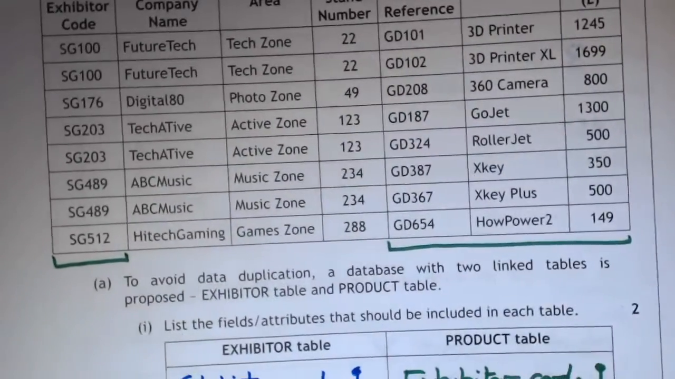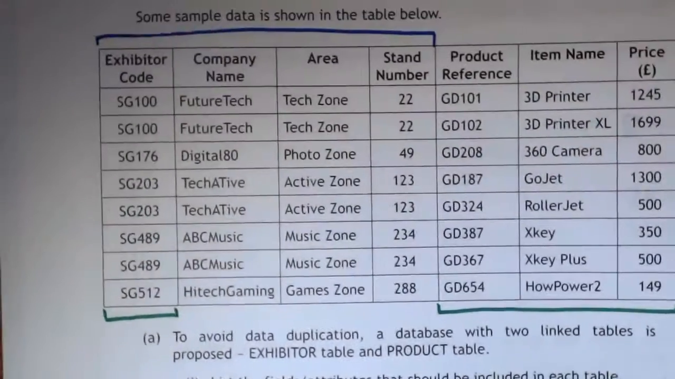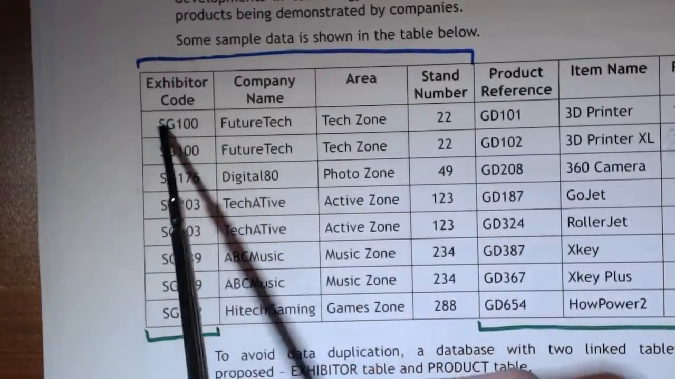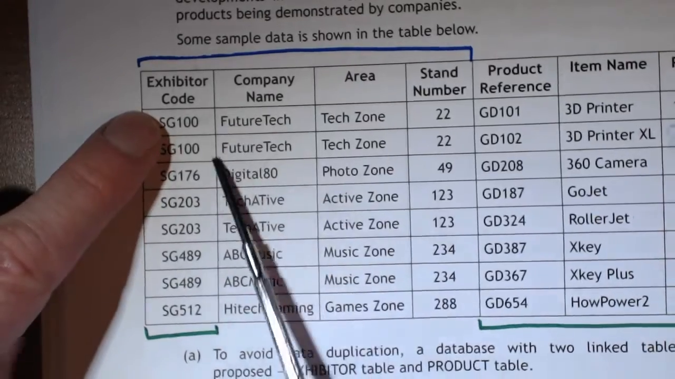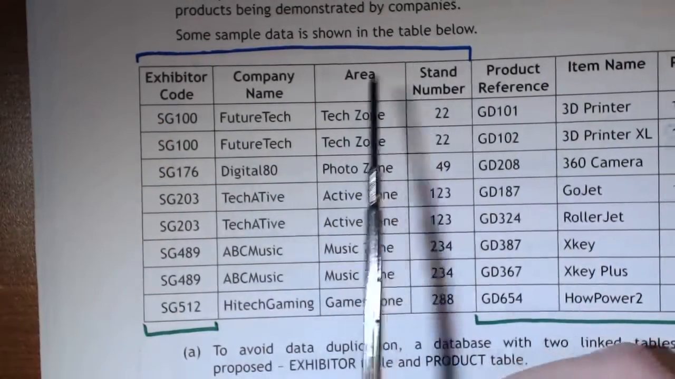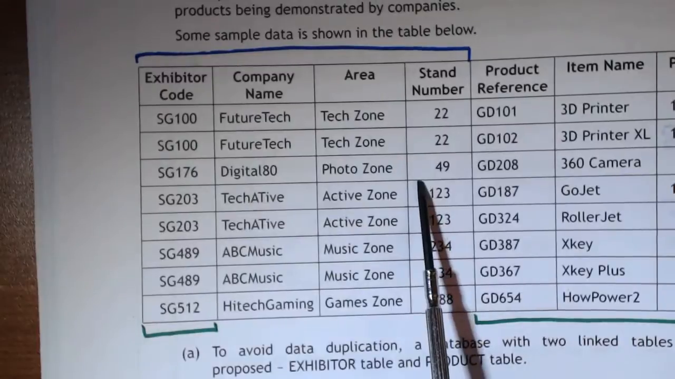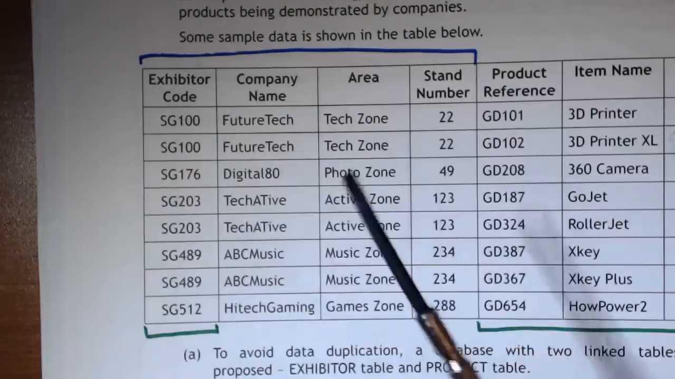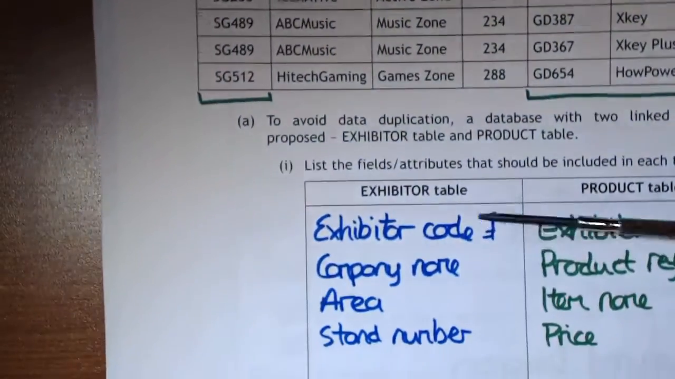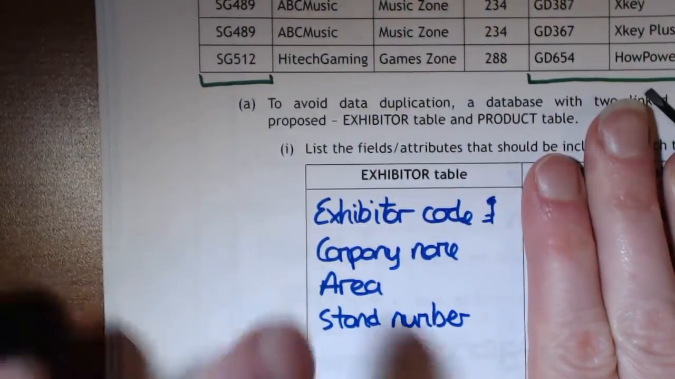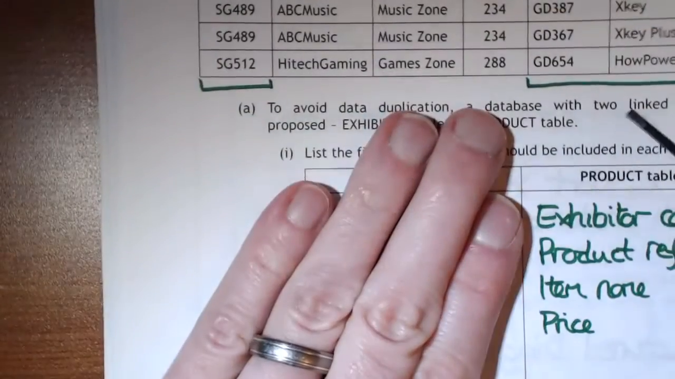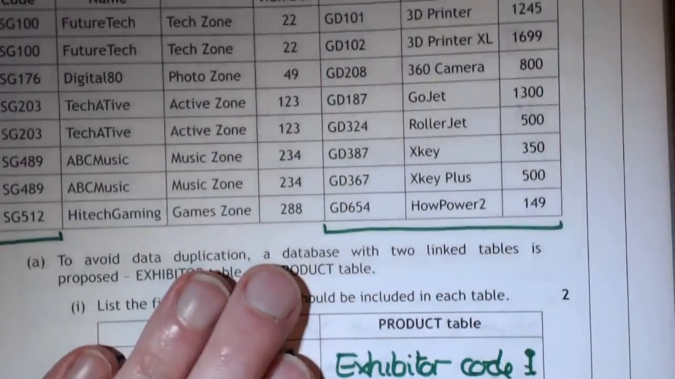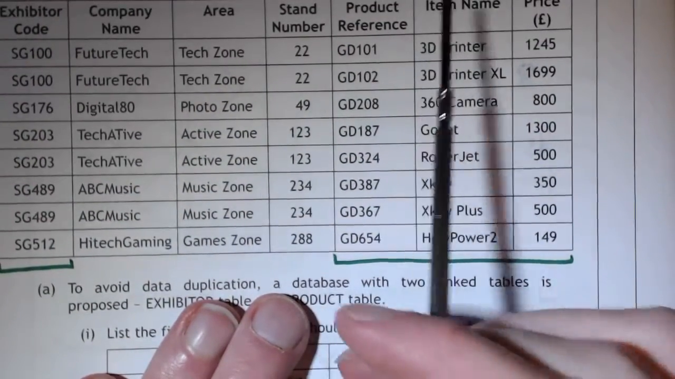So what they're saying is, well, how would you split it? There is an actual split. I've written this in blue, right? So if you get the exhibitor codes, that's unique to each exhibitor. You get the company name, what area they're going to be in, and what stand they're going to be in. Obviously, Future Tech, that's their stand, right? So that's where we're getting this from. Exhibitor code, company name, and area. They're then saying, well, what about the products? So you'd have a product table: product reference, item, and price.